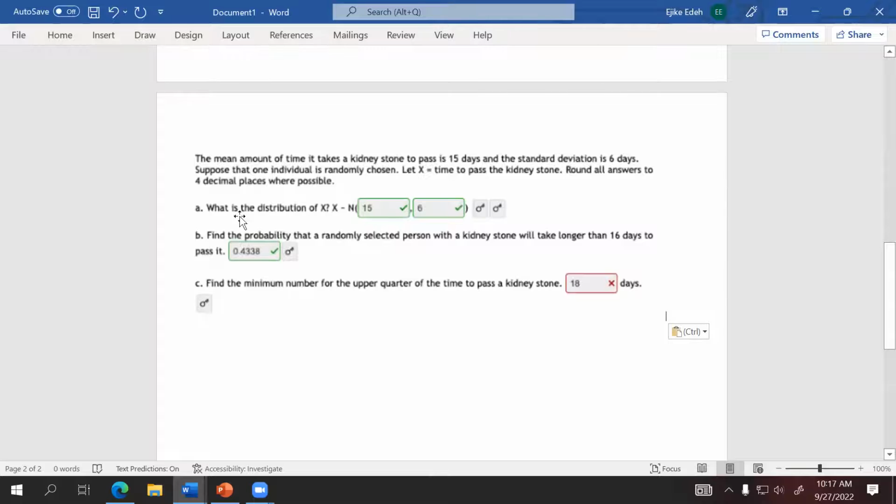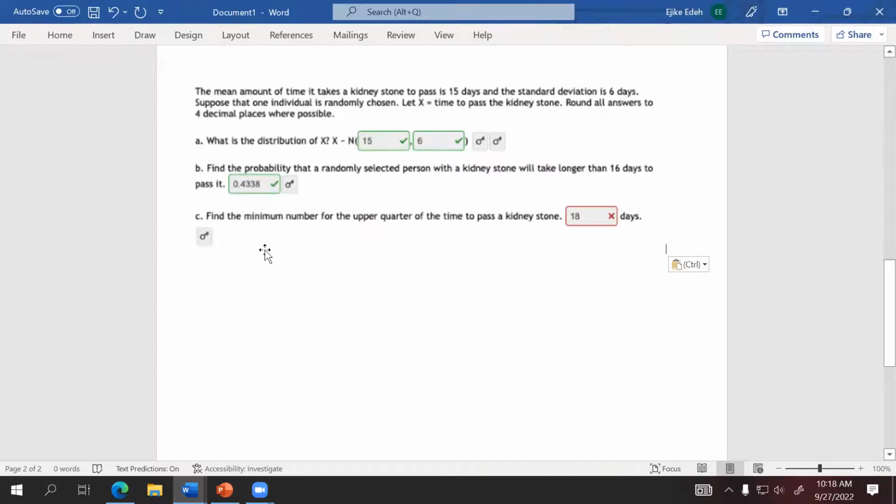This says the mean amount of time it takes for a kidney stone to pass is 15 days, and the standard deviation is 6 days. Suppose that one individual is randomly chosen and X represents the time to pass the kidney stone. The first question, of course, we're going to skip. The second one says, find the probability that a randomly selected person with a kidney stone will take longer than 16 days.